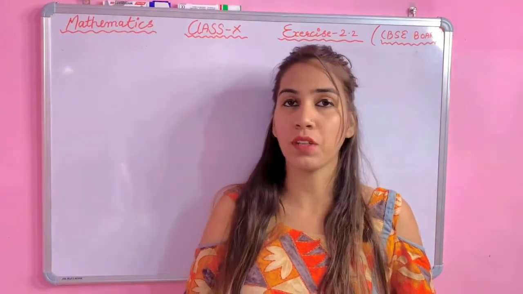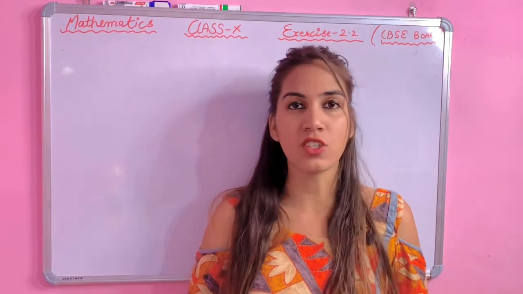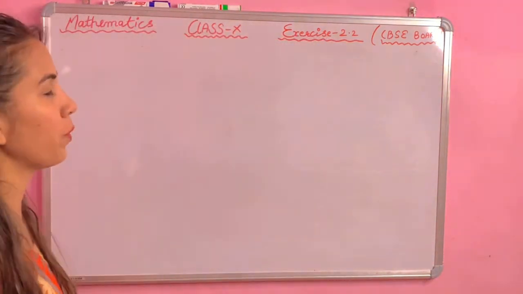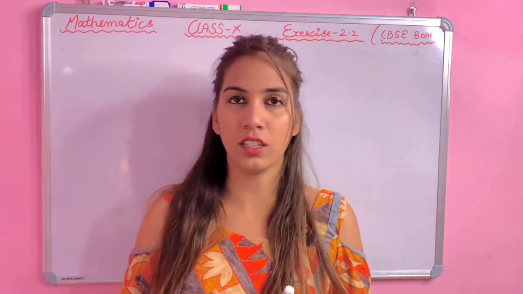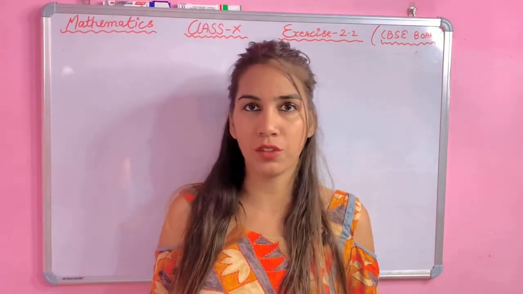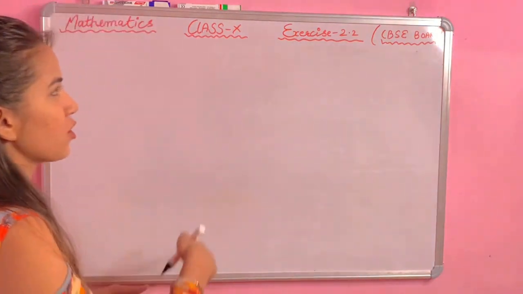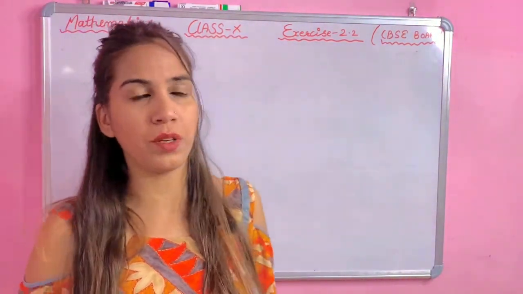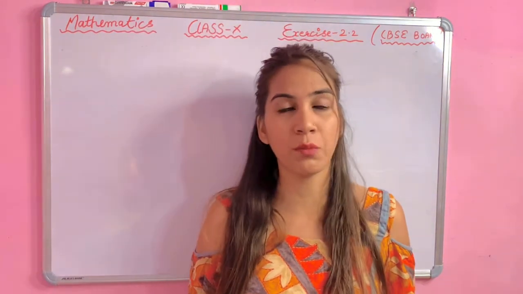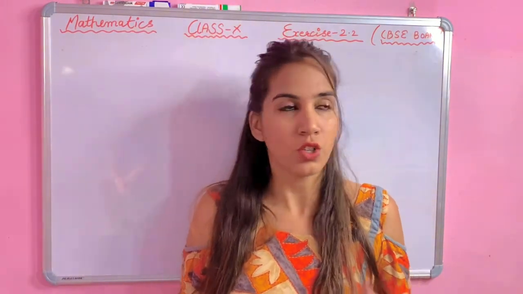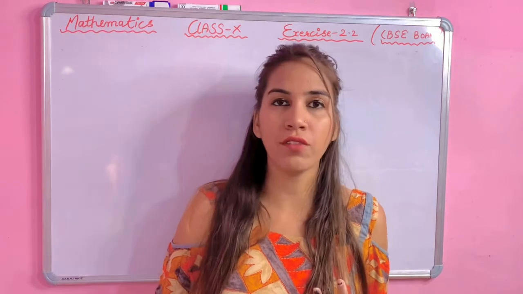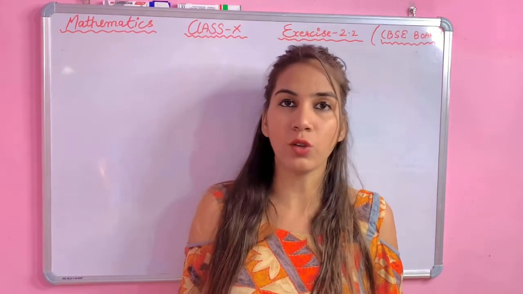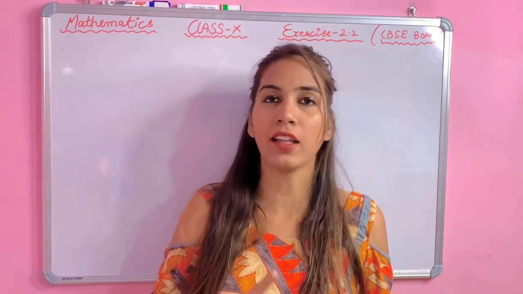So students, in the previous class we have done exercise 2.1 of chapter 2, Polynomials. So today we will do exercise 2.2. Before starting the exercise, I'll give you a review of it. In exercise 2.2 we have to find the zeros of the given polynomial and then find the relationship between the zeros and the coefficients. Firstly I'll tell you how we can find the zeros, and then I'll explain how we can find the relation between the coefficients and the zeros.